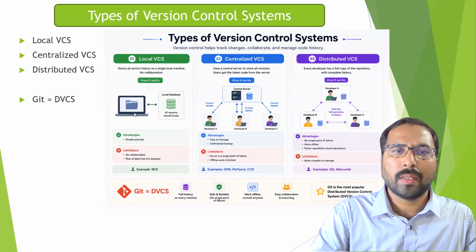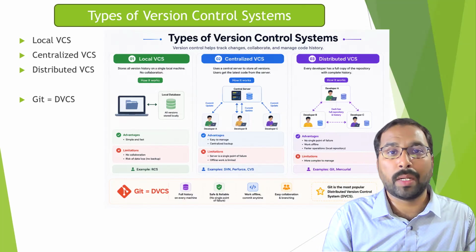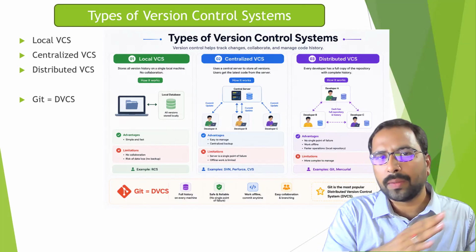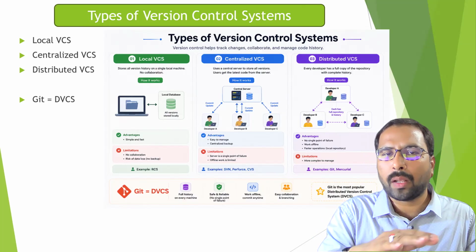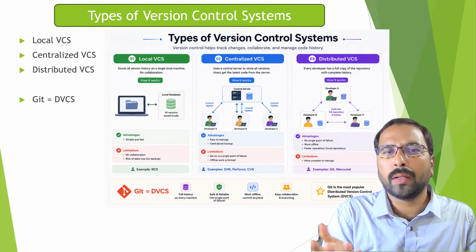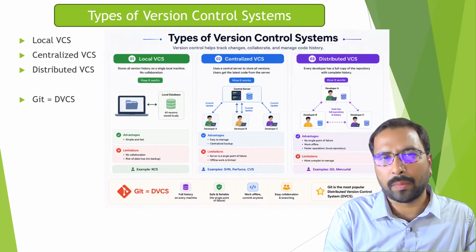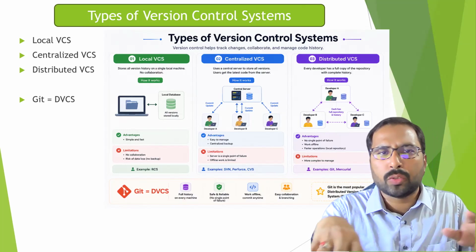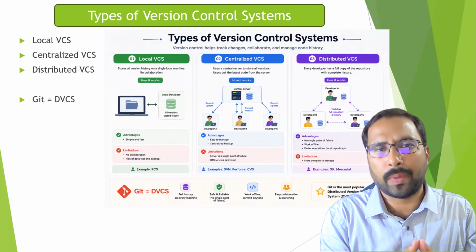Local VCS means it is going to create versions, but those versions and the modifications they are making will be within that developer's system only. So the remaining developers can't get that information. Why? Because it is stored within that developer's laptop only. Got it?